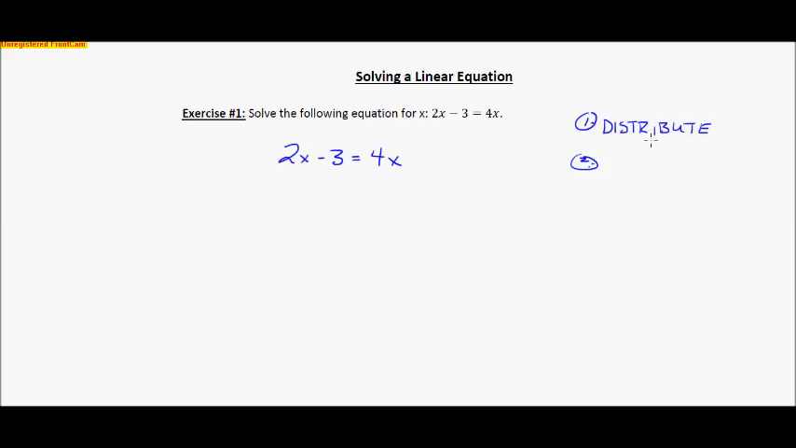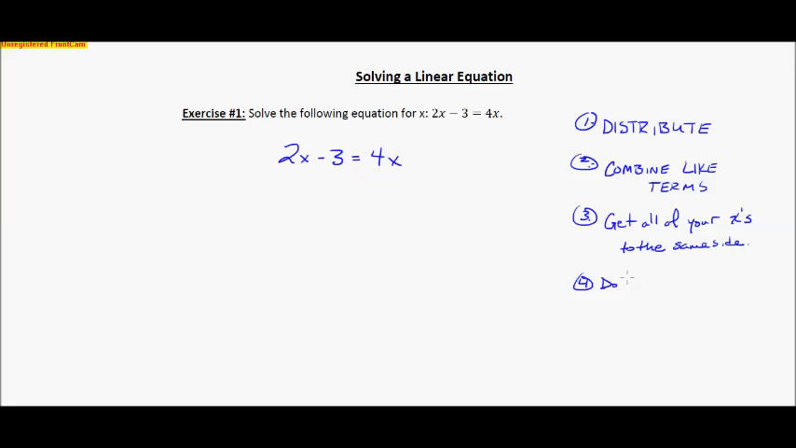The first thing is distribute. We've done distribution before, so we may have some where we have to distribute, but if you don't have to distribute, then you skip that step and go to the next step, which is combine like terms. Combining like terms we've also done before, so that shouldn't be too big of a deal. Number 3 is get all of your x's to the same side. Number 4 is do the algebra.